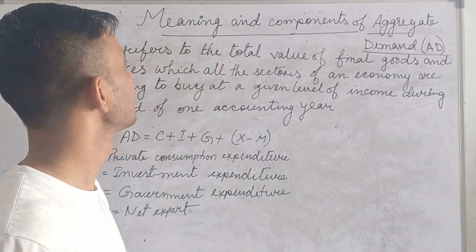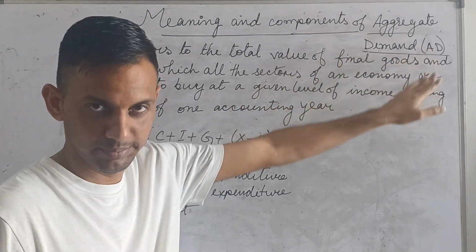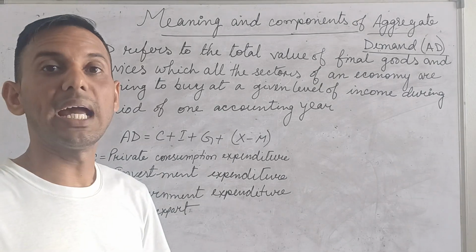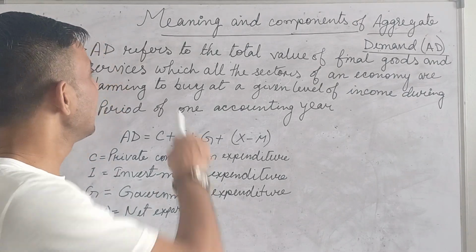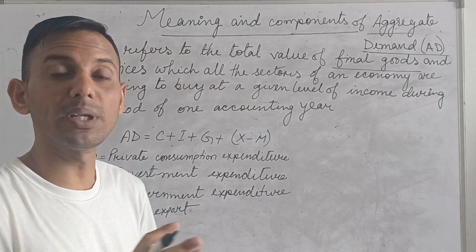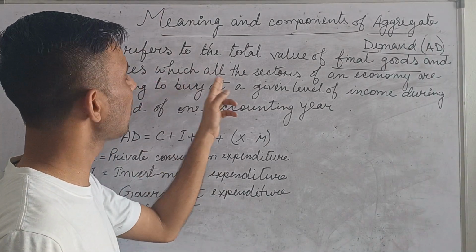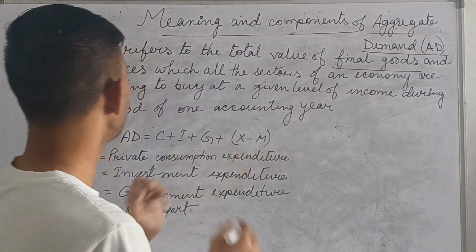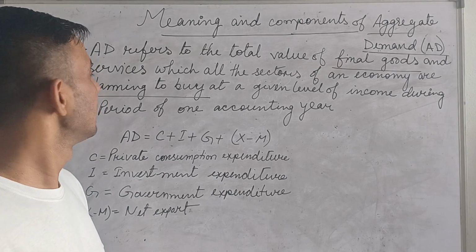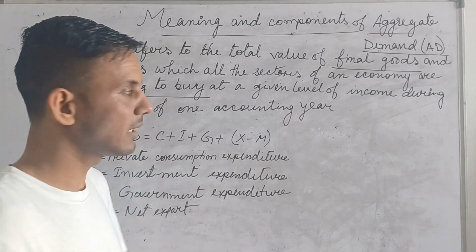Today we will discuss a new topic, the meaning and components of aggregate demand, AD. So now you see what is the meaning of aggregate demand. AD refers to the total value of final goods, not intermediate goods, final goods and services which all the sectors of an economy are planning to buy at a given level of income during a period of one accounting year. One accounting year means what?